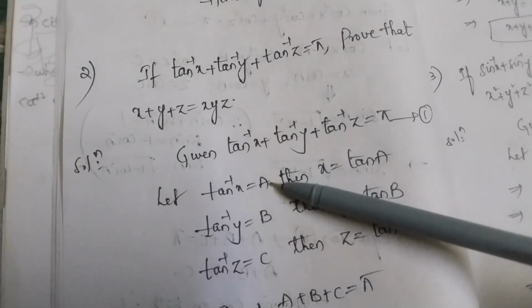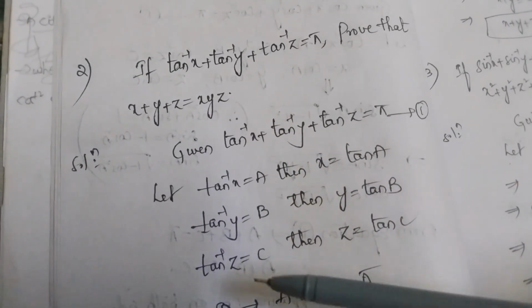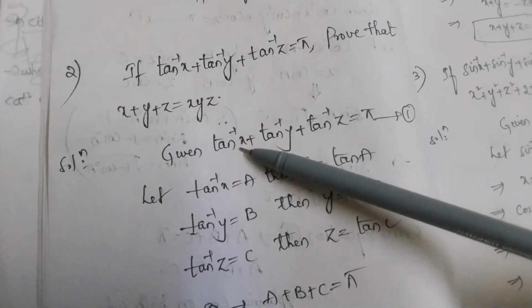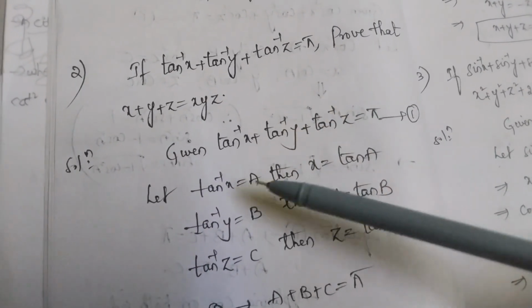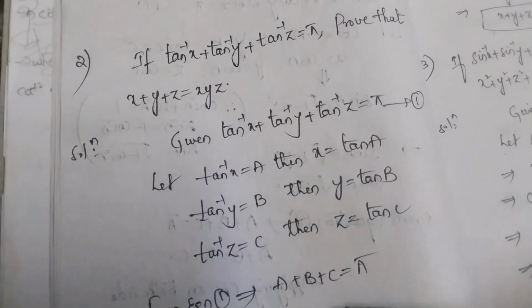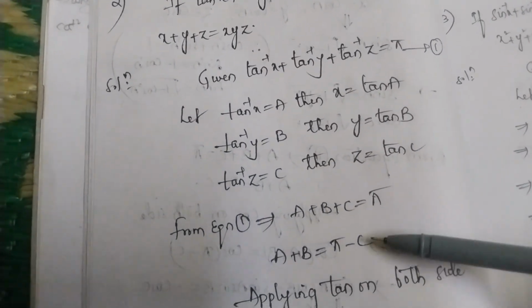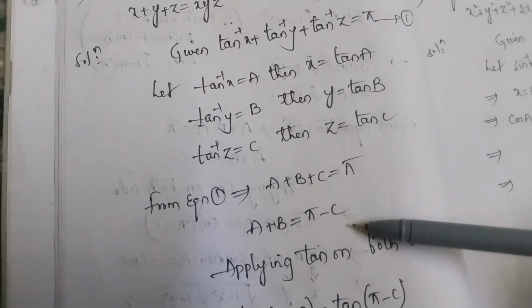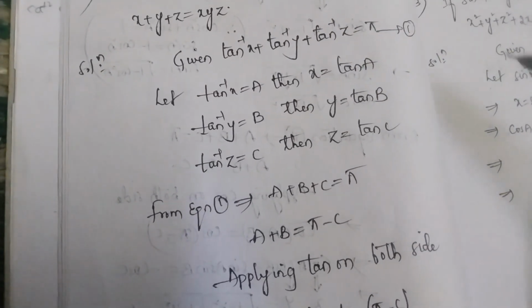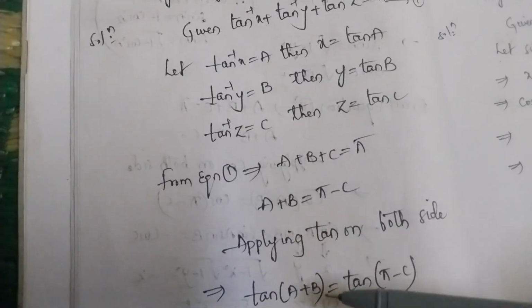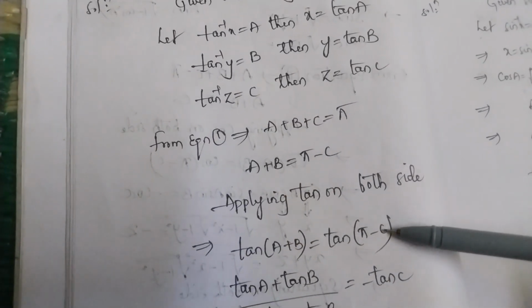The tan inverse term goes to the right hand side, it becomes tan a. Similarly, y is equal to tan b and z is equal to tan c. Now substitute in tan inverse x, tan inverse y, tan inverse z with a plus b plus c. So it will be a plus b plus c is equal to pi. Then take c to the right hand side, it will be a plus b is equal to pi minus c. Since the function is in tan form, therefore applying tan on both sides, we get tan of a plus b is equal to tan of pi minus c.